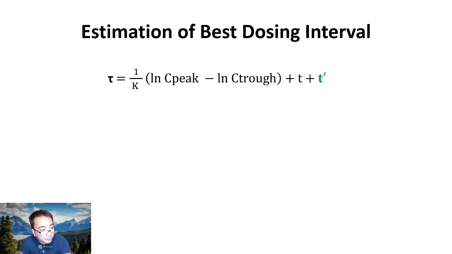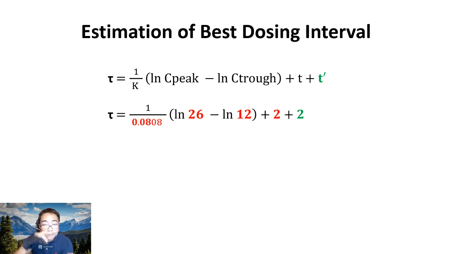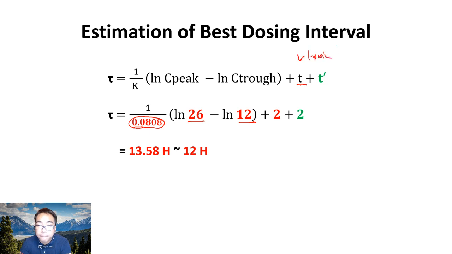Now, for the estimation of the best dosing interval, again, we'll use this formula here. Our target would be 26 and 12. Peak of 26 and trough of 12. So, that is what we'll use when computing for the best dosing interval. Okay, so our K, class, we've changed it. It's 0.0808 now. And of course, the T here would again be the infusion time. Then the distribution. So, it comes out as 13.58, but we still stick with 12 hours. We should still stick to 12 hours.